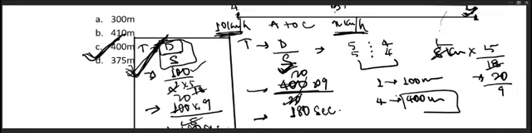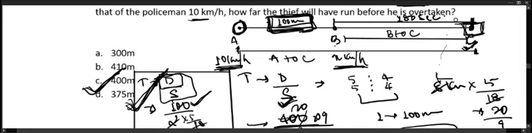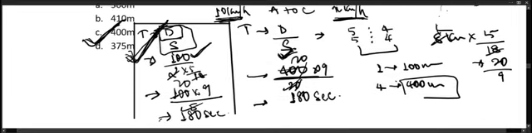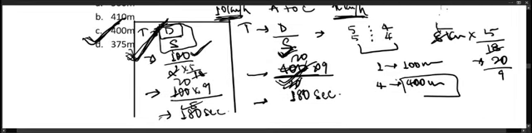So my question to you is, why have we taken the distance as 100 meters? Because our thief got caught at point C, and the distance between A and C is 500 meters.